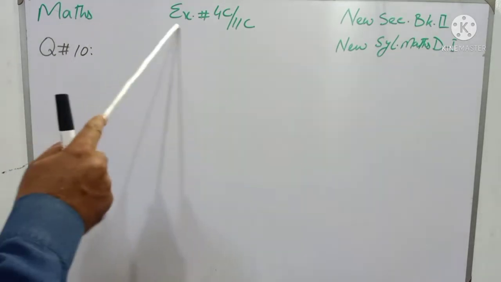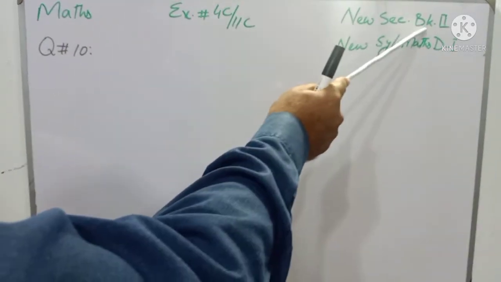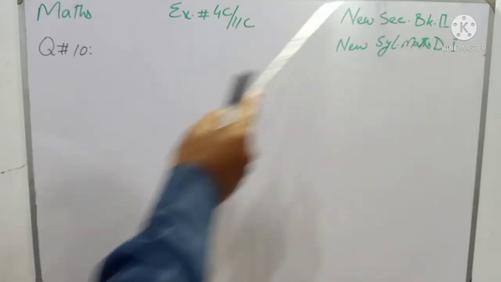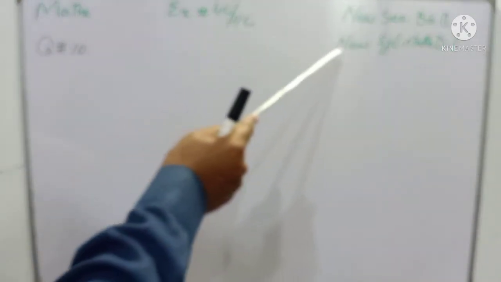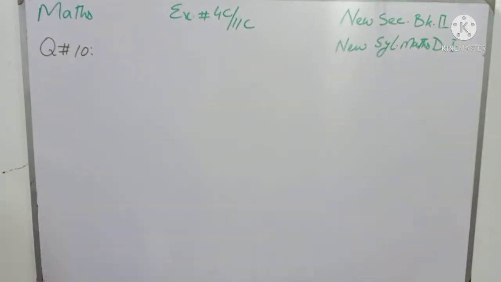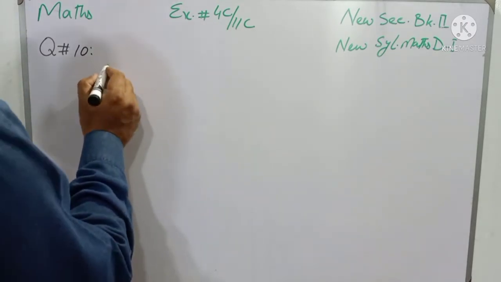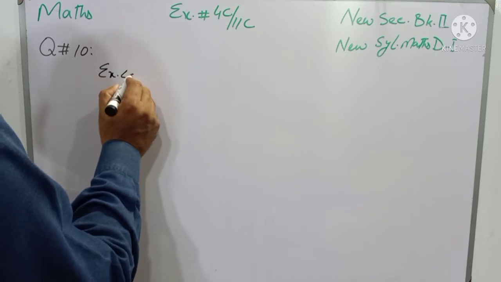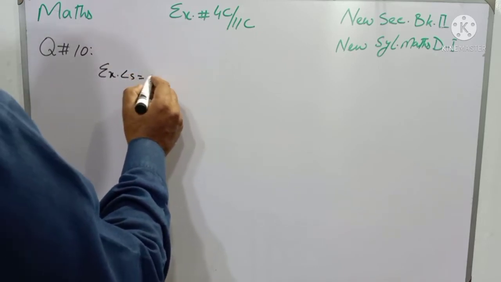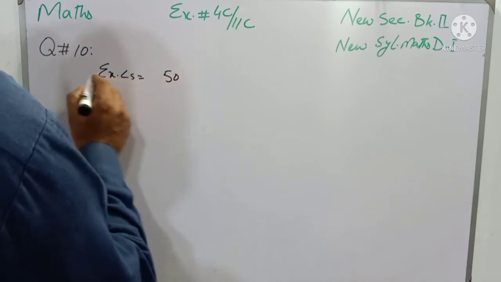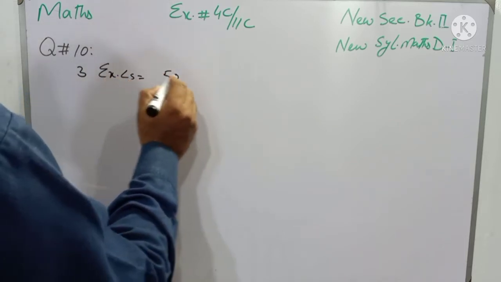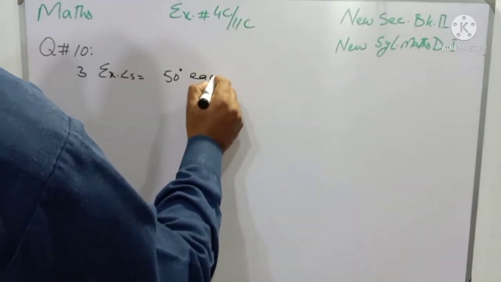Dear students, this is mathematics exercise 4C for New Candy Mathematics Book 2, Class 7 students, and exercise 11C for New Syllabus Mathematics D1 for A level, O level students, question number 10. Three of the exterior angles of an n-sided polygon are 50 degrees each.